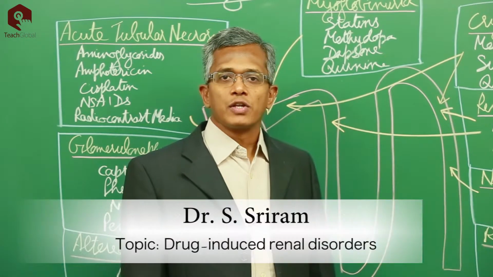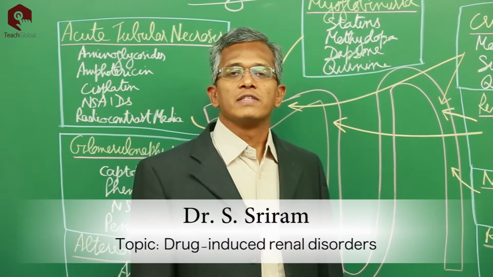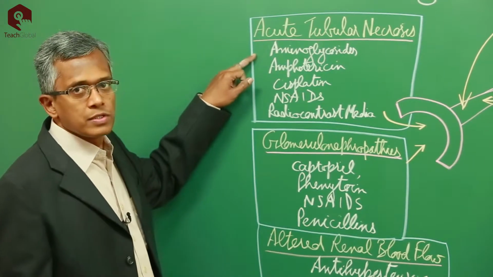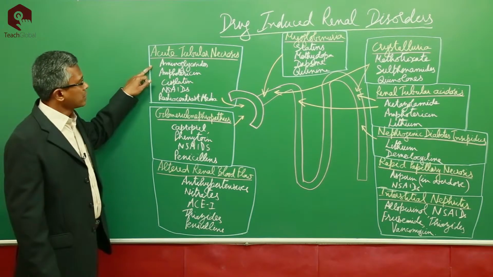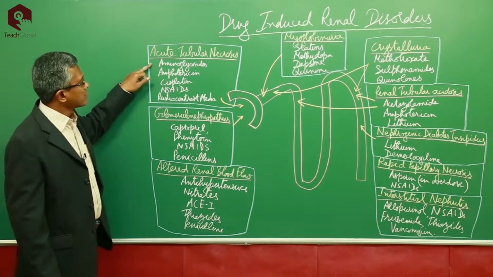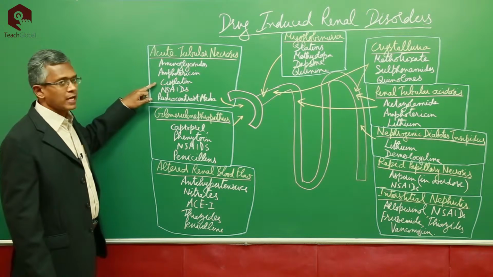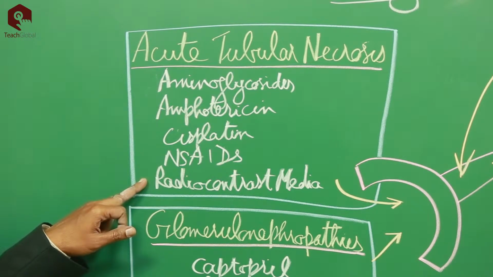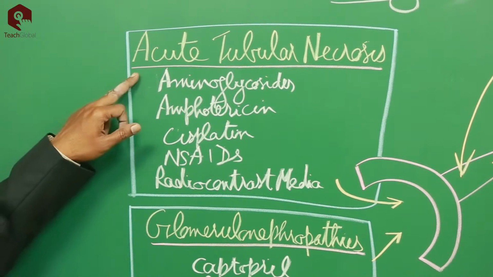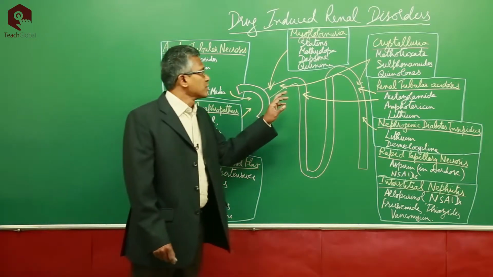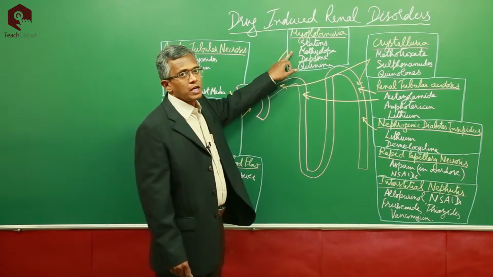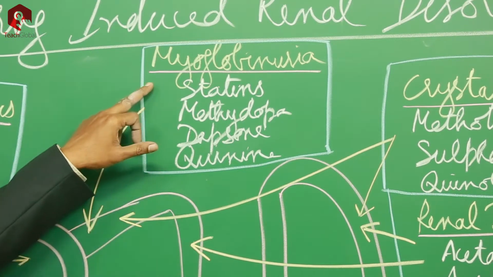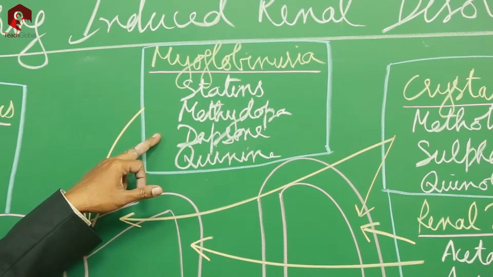We know that nephrons are the basic unit of the kidney, and when we say that the kidney is injured or affected, that means the nephron is injured. Acute tubular necrosis happens in the glomerulus because of aminoglycosides, amphotericin, cisplatin, NSAIDs, and radio contrast dyes. These are the drugs which can cause acute tubular necrosis. The drugs which act on the PCT, proximal convoluted tubule, and cause myoglobinuria, for example, statins, methyldopa, dapsone, and quinines.